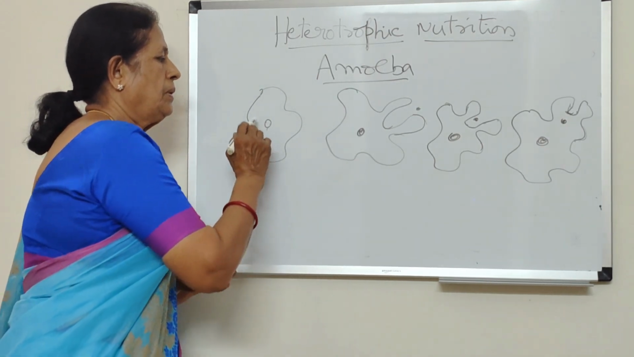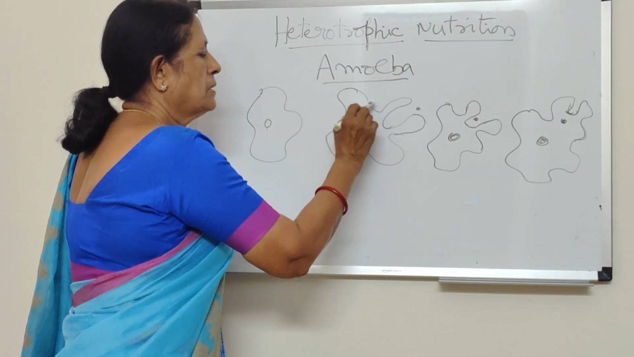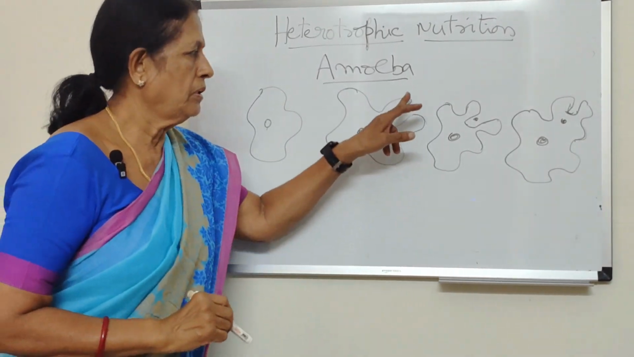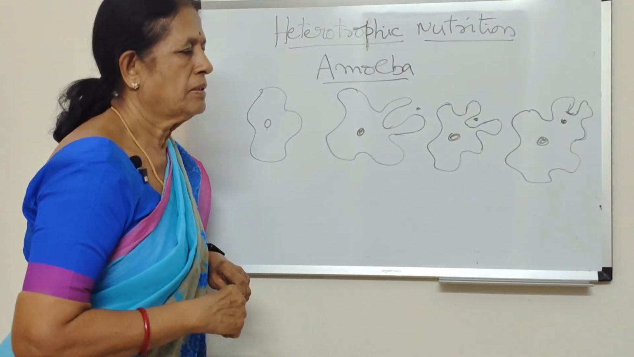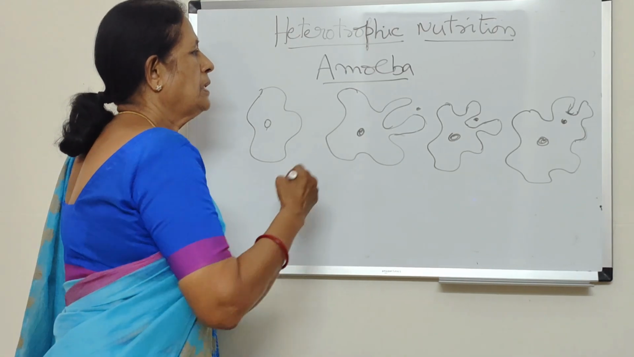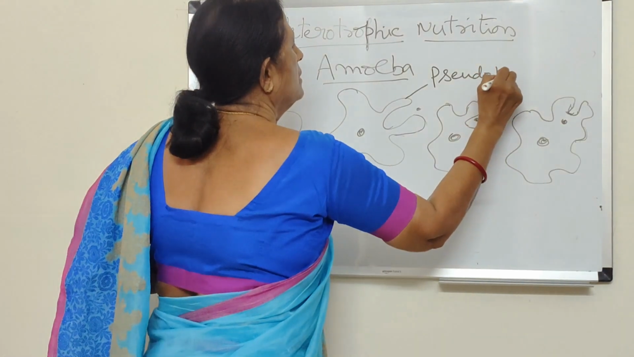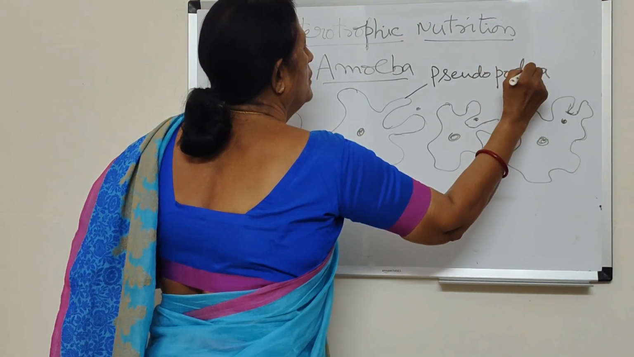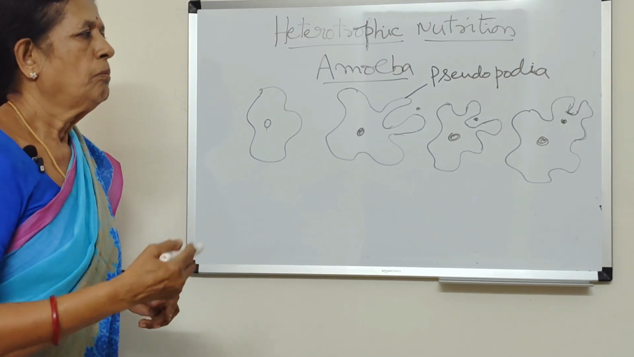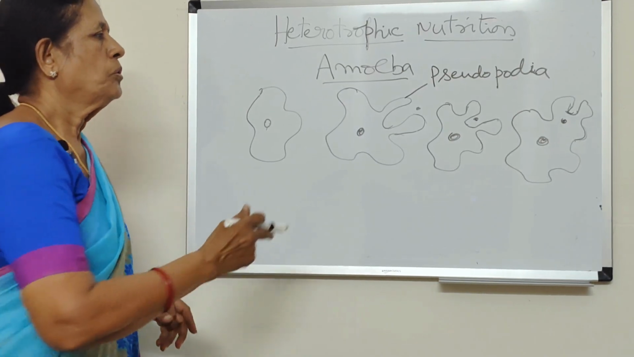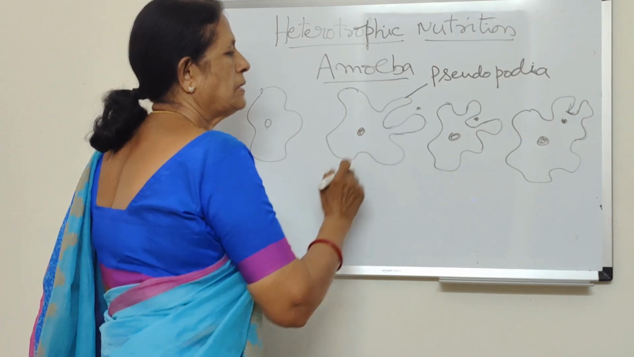That is the question. So amoeba, a single-celled organism, only one cell, and here the nucleus, is finding the food material. So what happens? It will produce some finger-like projections towards the food, and these are called pseudopodia. Pseudo means false. Podium means foot, podia means plural, feet. Pseudopodia are false feet, so it produces false feet towards the food material.